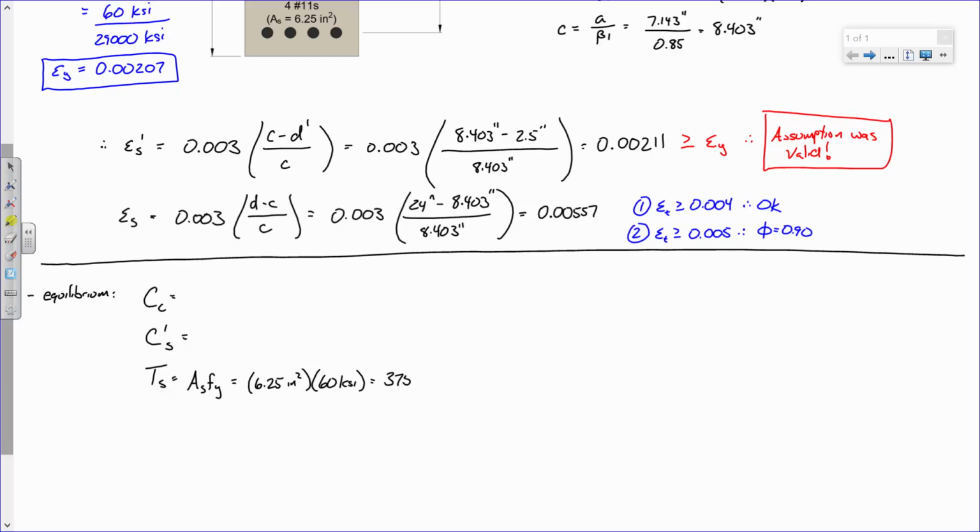375. Now what are the units? Kips. Do I have a second on that? All right. Now what is the compressive force? Let's do the top one. What's the compressive force in the concrete?